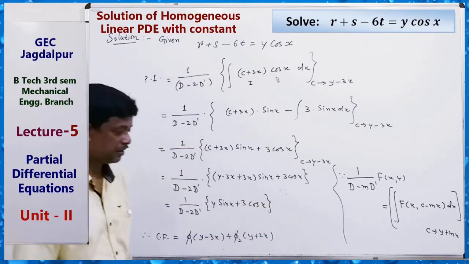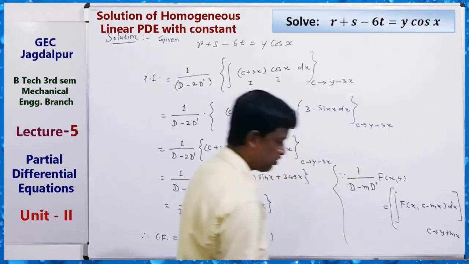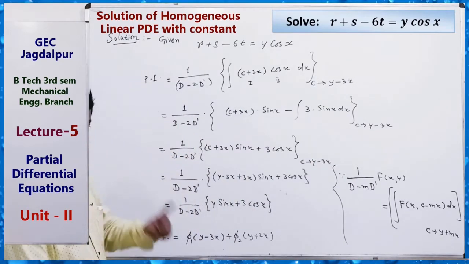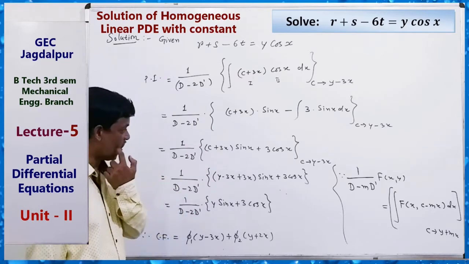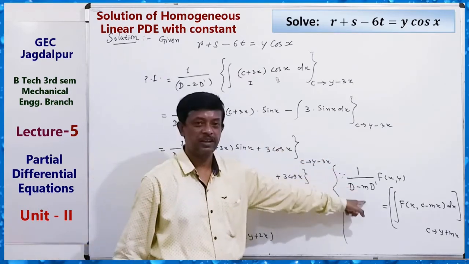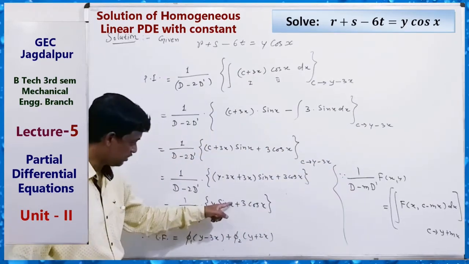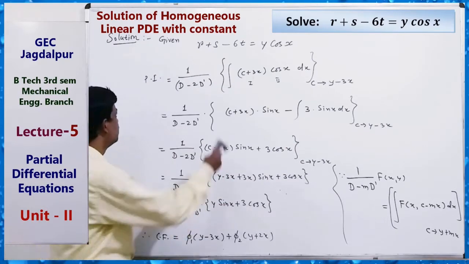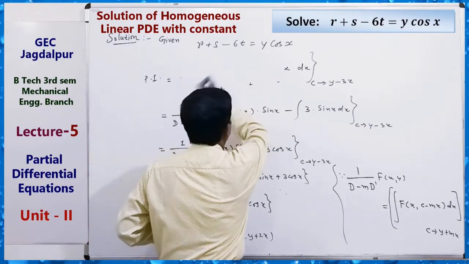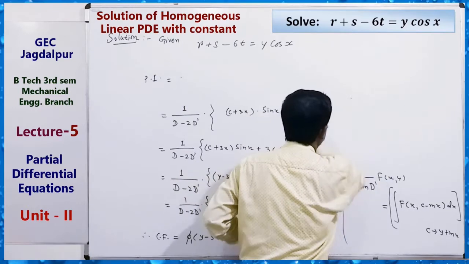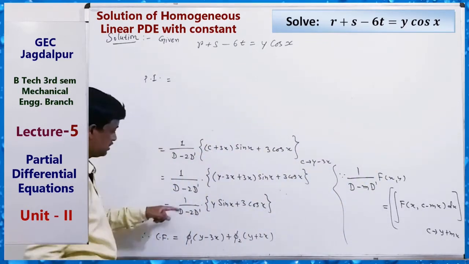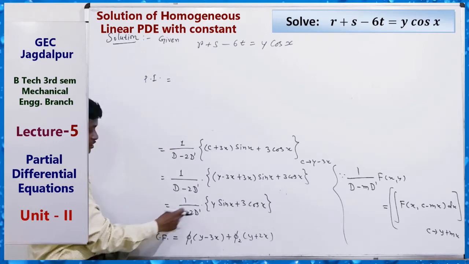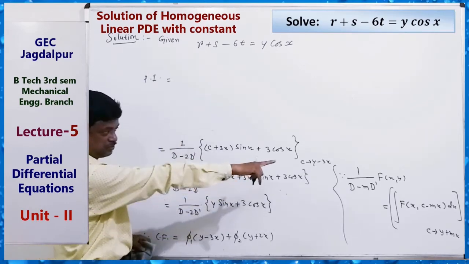Clear? y sin x plus 3 cos x. Now, one stress is also remaining. This first stress. Now, again use this formula for this general function. So, for solving this, after this line, you can write this is equals to what by using this formula.